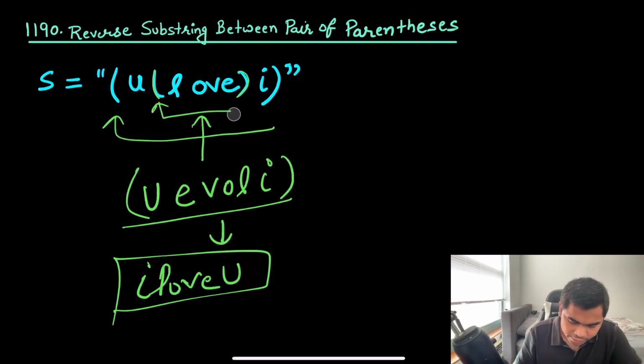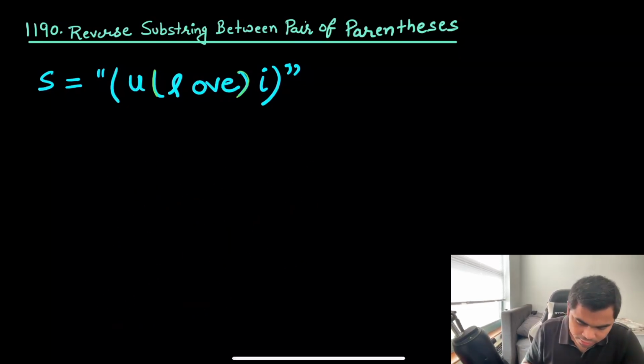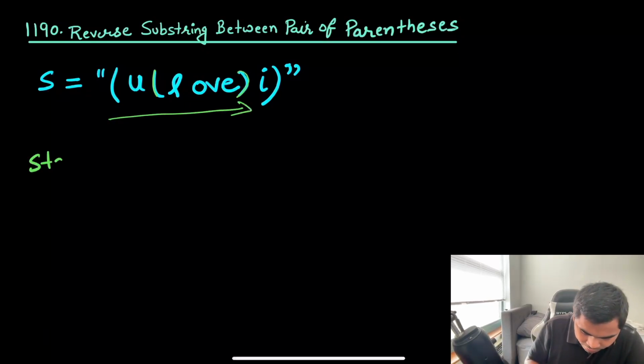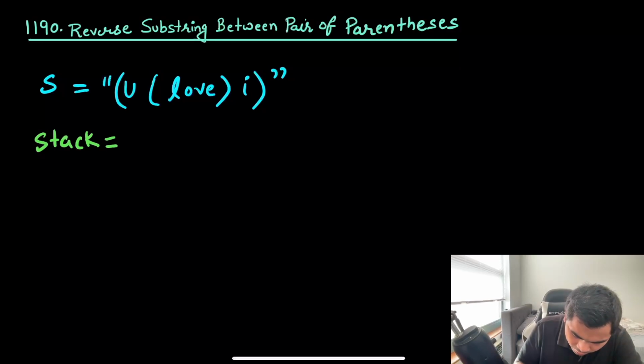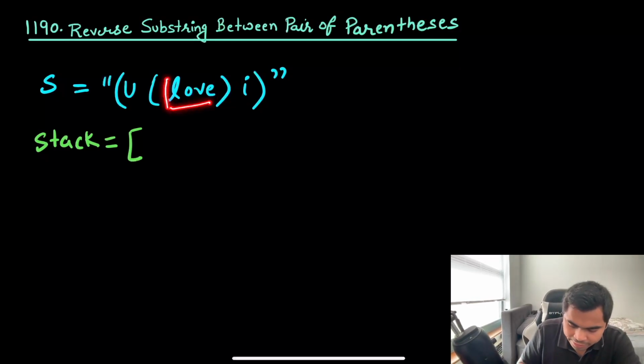How we are going to do it is we will use a stack to iterate over this entire string from left to right and keep appending to the stack. That will store all of these characters from left to right, even the brackets, as long as it's not seeing a closing bracket. But when it sees a closing bracket, we start popping and create our string. Then we reverse that string and append it to our stack.